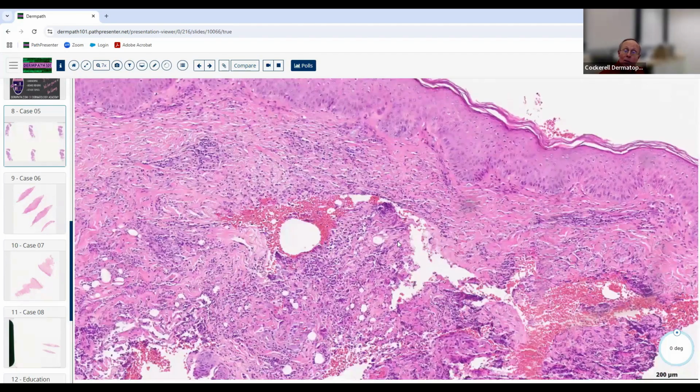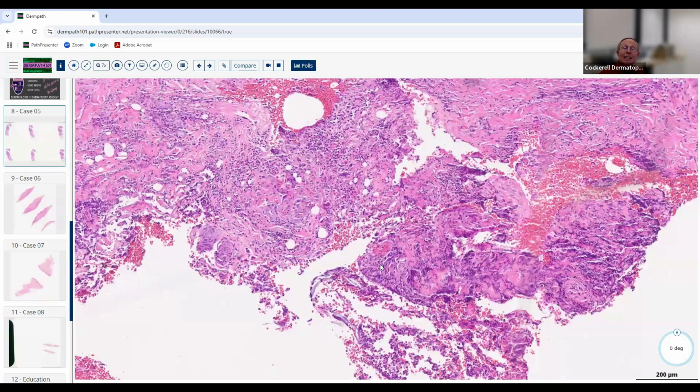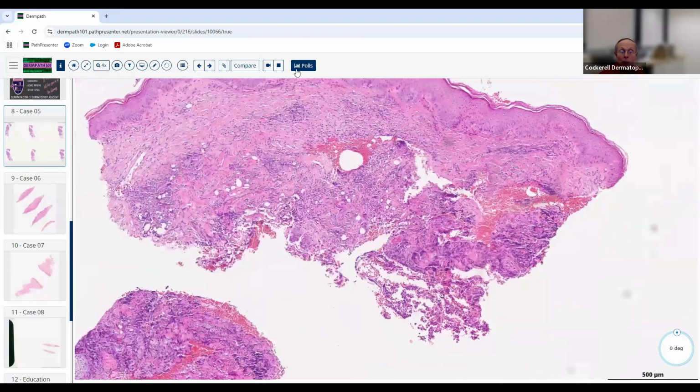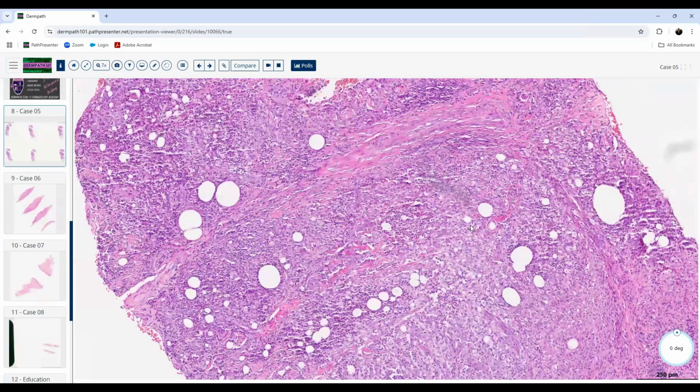So what kind of infections can give you suppurative granulomatous dermatitis that don't involve the epidermis as commonly and can give you this kind of pattern?